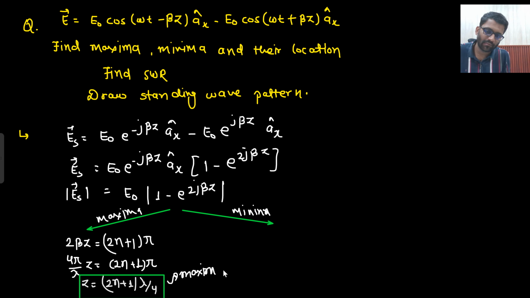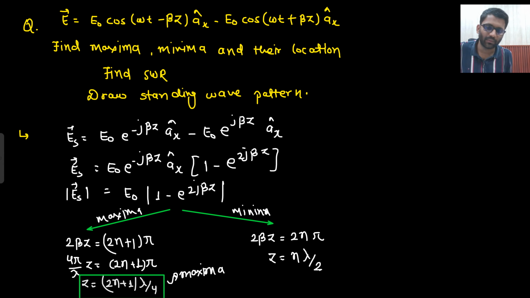And what about minima? 2 beta z is equal to 2n pi. Why 2n pi? Because at 2n pi, that means at 0 degrees, it will give me 1. So 1 minus 1 will be 0. So that will be the minima. From here I will get z equals n lambda by 2. This is my minima.